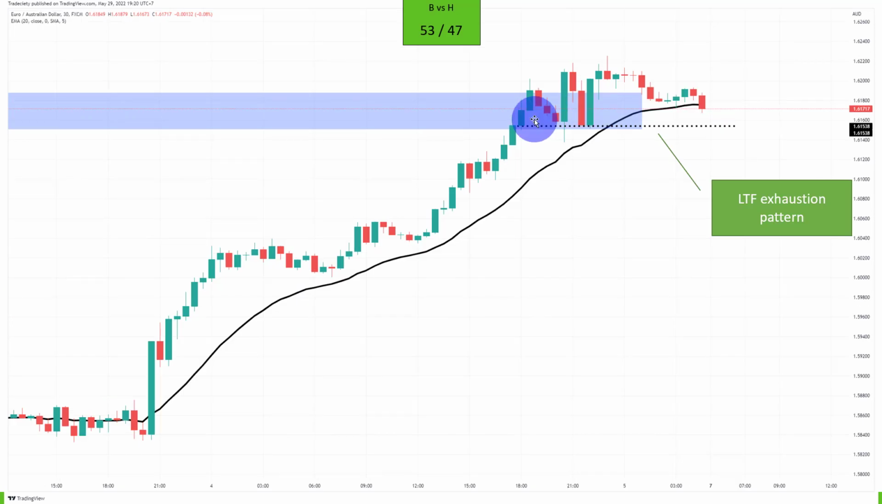And when we go to the lower time frame, so we go one time frame lower, we are seeing now here the lower time frame exhaustion pattern. If you put an RSI on a stochastic, you're going to see a divergence here. You have a double top here, and in general, this is a very, very strong exhaustion pattern.